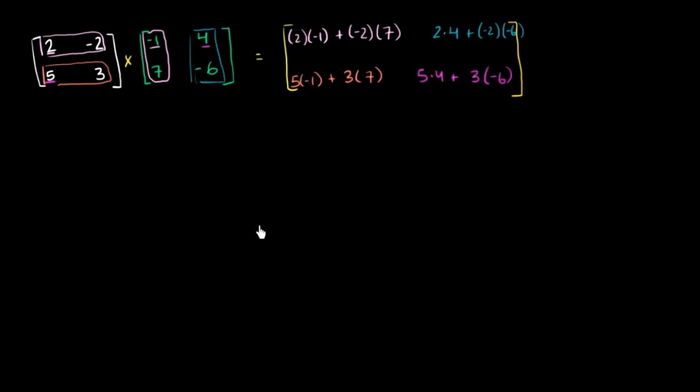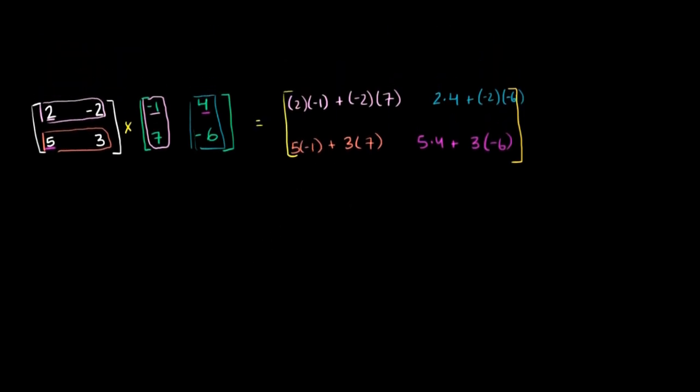Now what does all of this simplify to? So this is going to be equal to, let's see, negative 2 plus negative 14, that's going to be negative 16. Then we have 8 plus 12, so that's going to be 20. And then we have negative 5 plus 21, which is going to be positive 16. Did I do that right? Yep, positive 16. And then finally, you're going to have 20 minus 18. So that's just going to be 2.